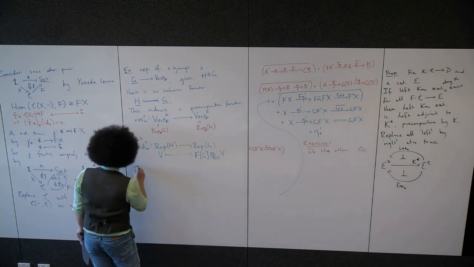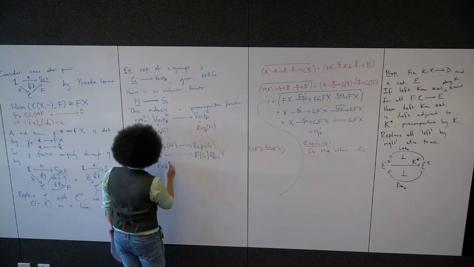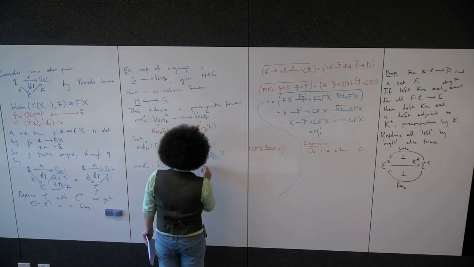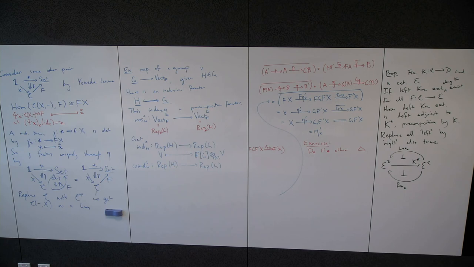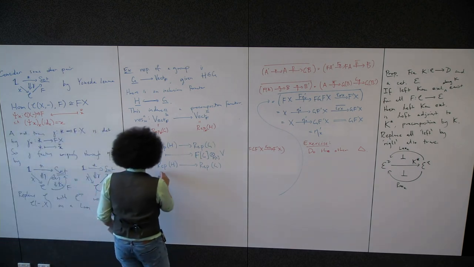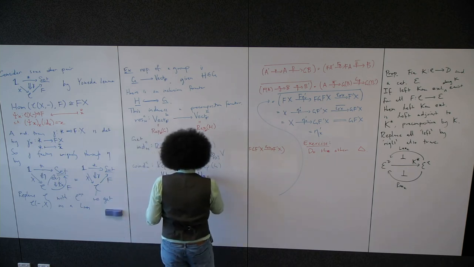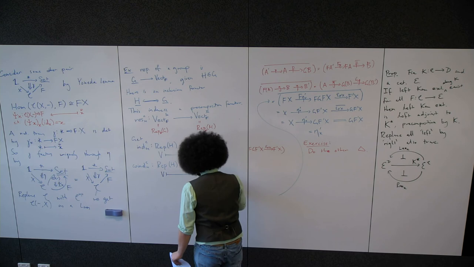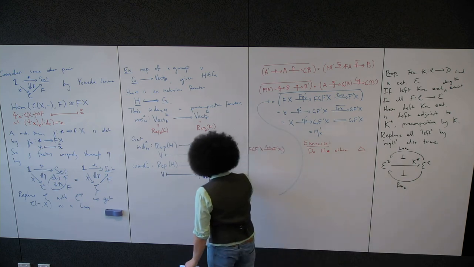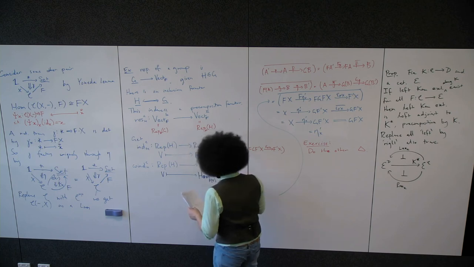And similarly, we have co-induction from H to G, and that takes me from Rep H to Rep G. That's going to take a representation to maps over FH from FG into V. All right.